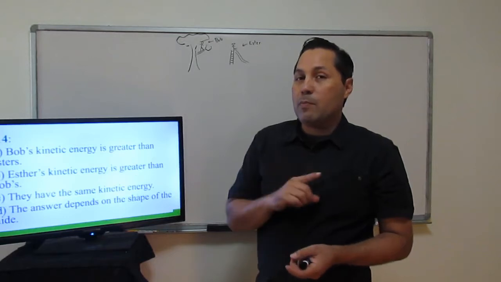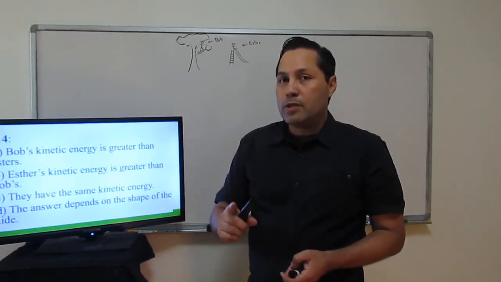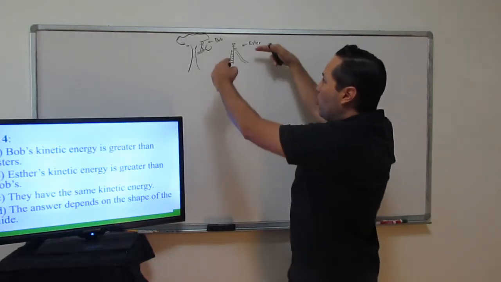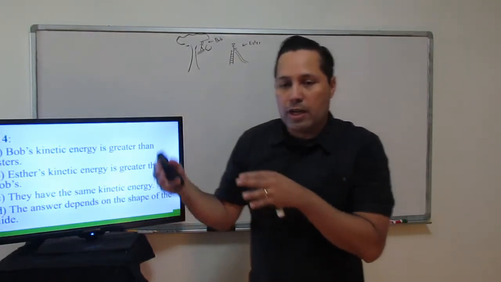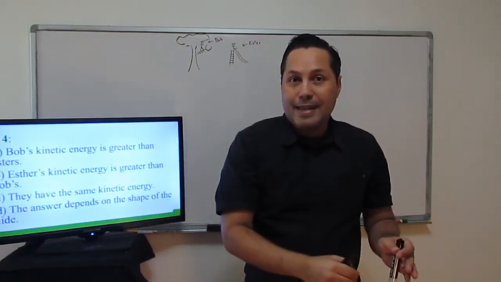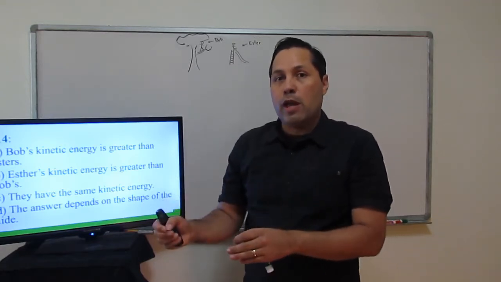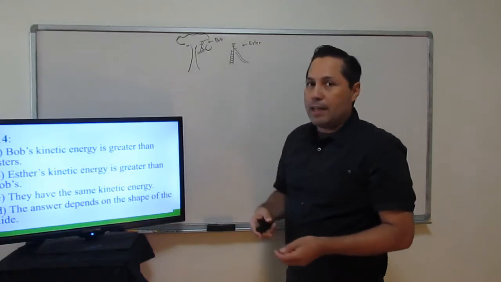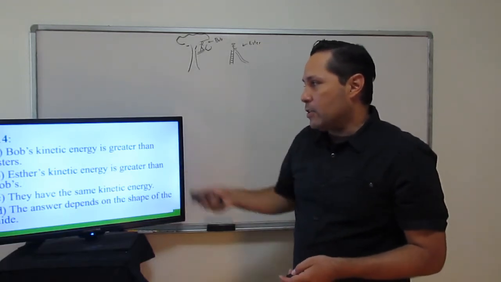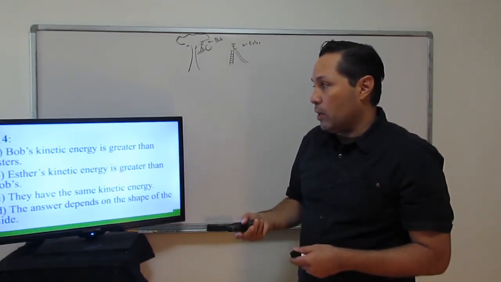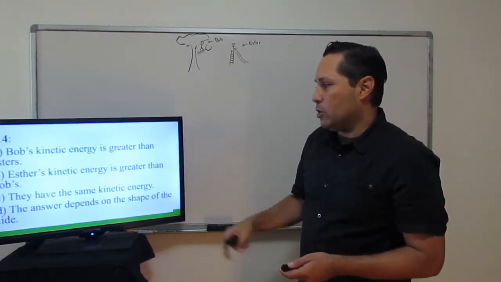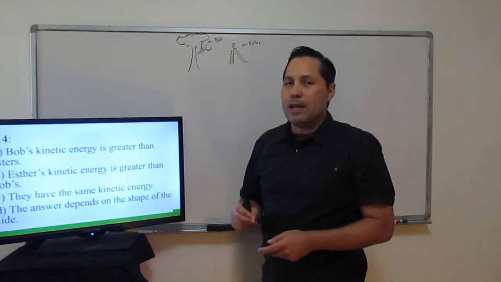Alright, so they both have the same potential energy because they have the same height. But now as they're both moving down, they're losing that potential energy and it's converting into kinetic energy. So now, who's going to have more kinetic energy? So the answer A, Bob's kinetic energy will be greater than Esther's. Letter B, Esther's will have more kinetic energy. Or C, both will have the same kinetic energy.